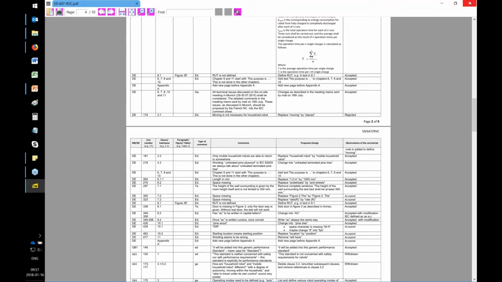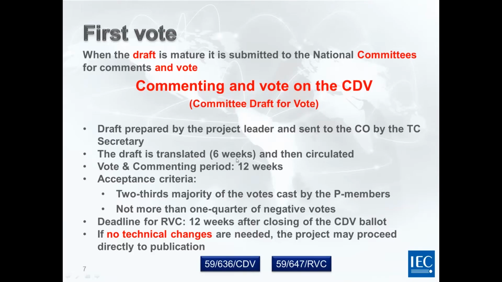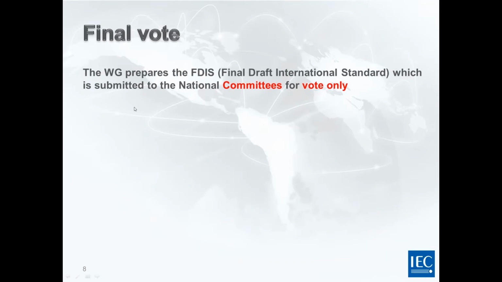So from the RVC, we then go to the next stage, which is the final vote on the documents. The working group prepares the FDIS, the final draft international standard, which is submitted to the National Committees for vote only. So on the FDIS, we're not expecting further comments. So there is the vote on the final draft international standard. The draft is prepared by the project leader and sent to central office by the TC secretary.